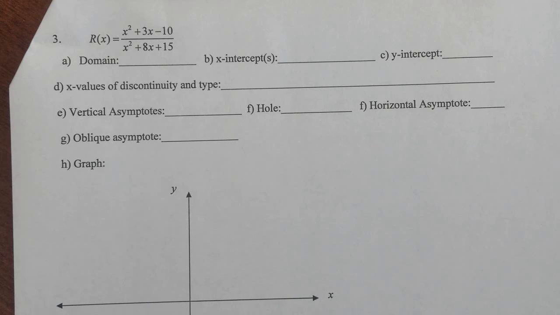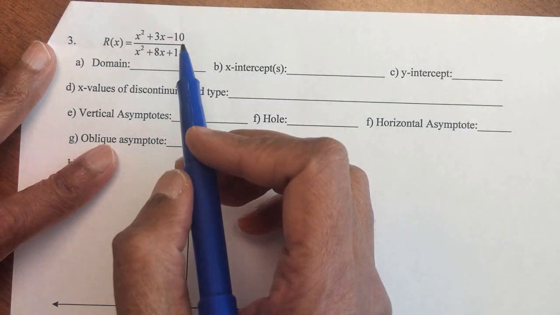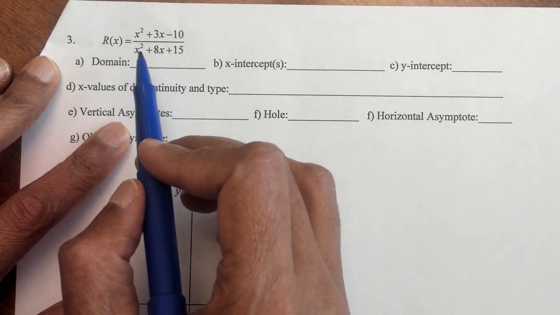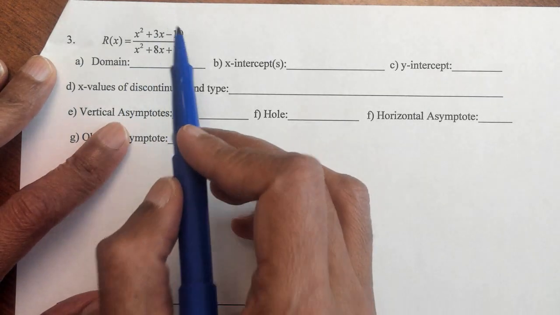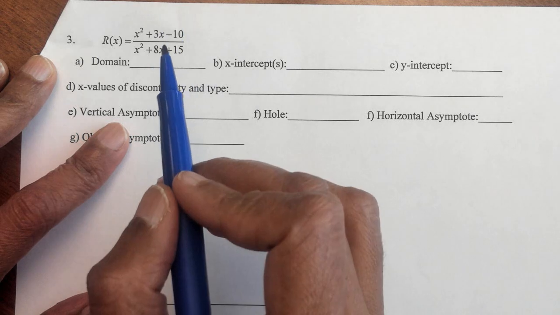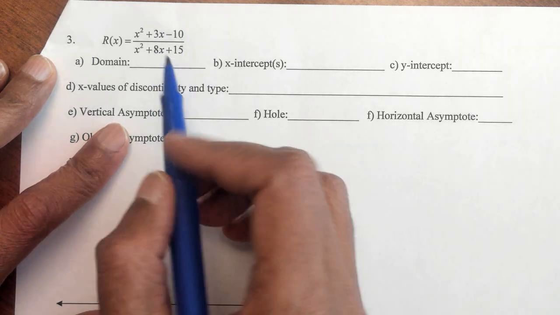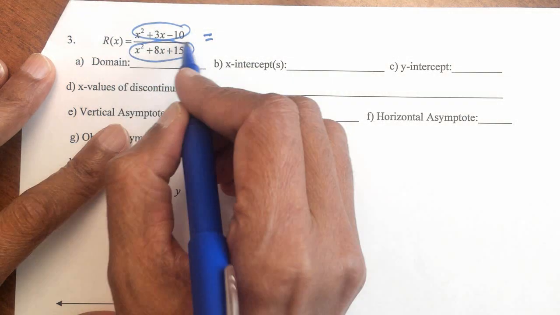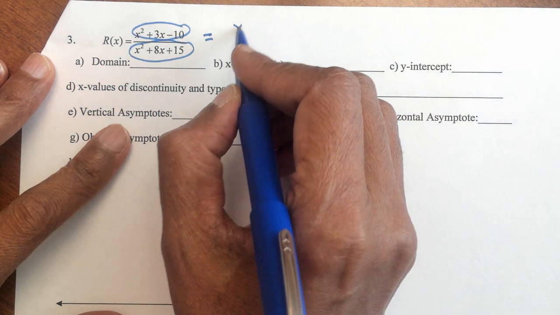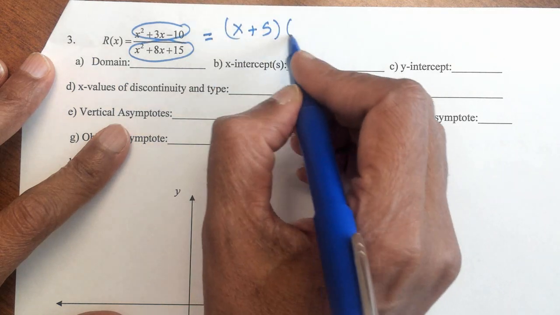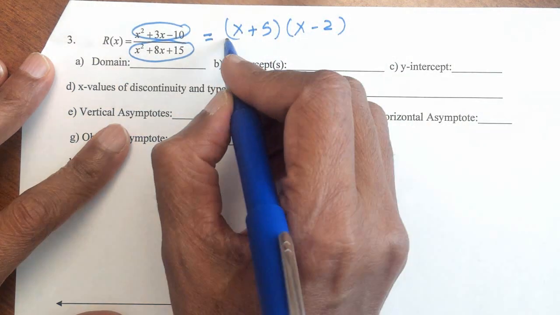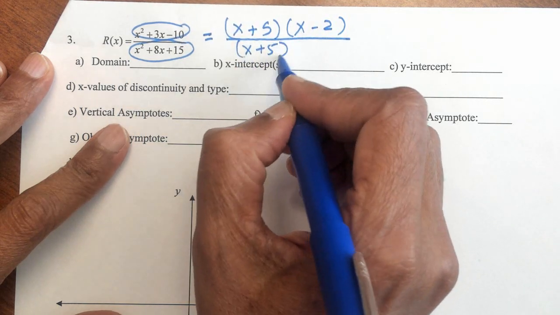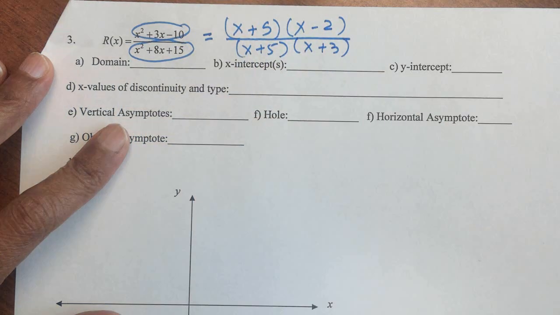Alright, so this is page 25. So we are graphing this rational expression. Remember, whenever we graph, the first step, if there are things to be factored, you should always factor them out. So this can be rewritten as, please factor this and please factor this. The factors of the numerator are x plus 5 and x minus 2, and the factors of the denominator are x plus 5 and x plus 3.